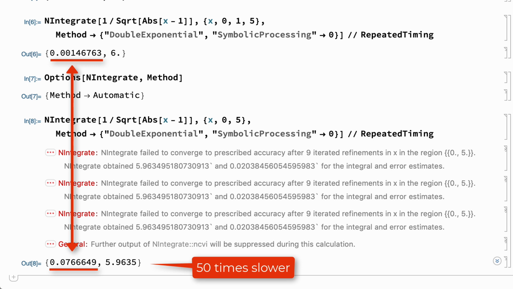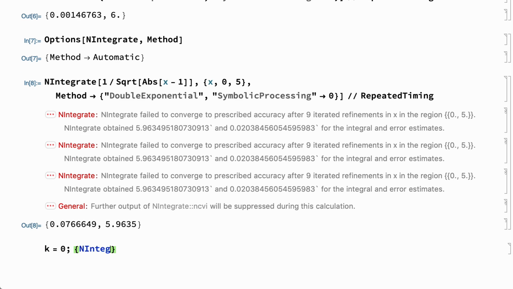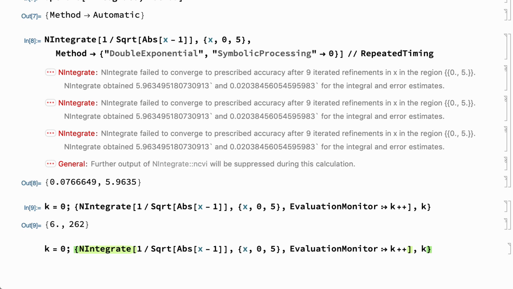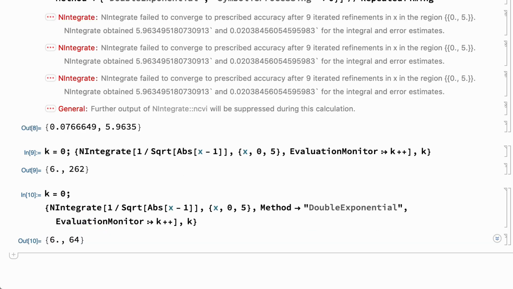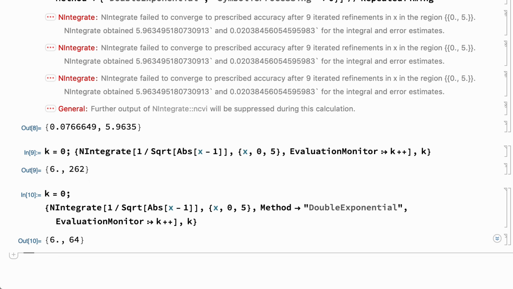Another way of assessing the performance of NIntegrate other than checking the speed is by counting the number of evaluations of the integrand, which can be done using the EvaluationMonitor option. For example, this gives the number of evaluations used for the default handling of this integral. And this gives the number of evaluations needed with the non-default value for the method option. The value of the EvaluationMonitor option gives an expression to evaluate for each evaluation of the integrand. Here, that evaluation increments a variable k so that the final value of k gives the number of evaluations.